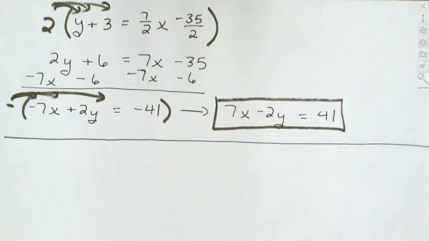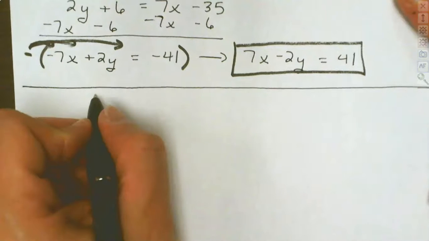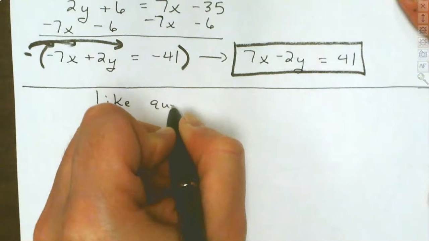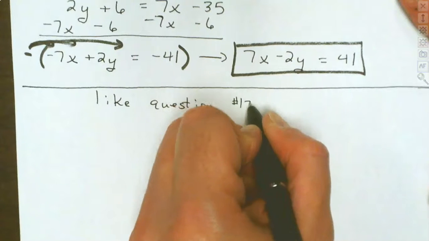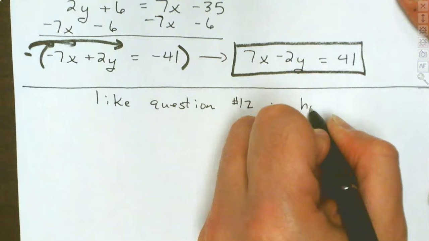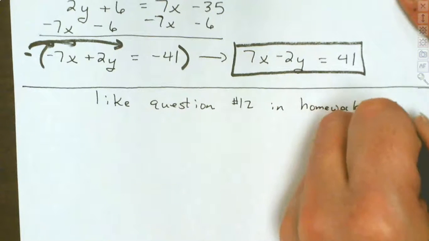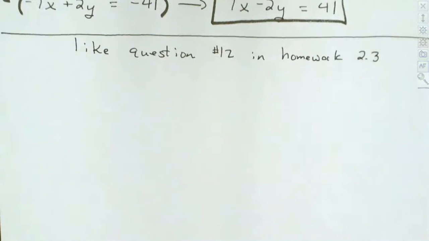Let's try another one here. Now this one's going to have fractions in it. So the next one's going to be a little bit more difficult. And there is only one question like this in your homework, and that's 12. So this one's going to be like question 12 in your homework. So this one's going to be very similar to question 12 in homework 2-3.